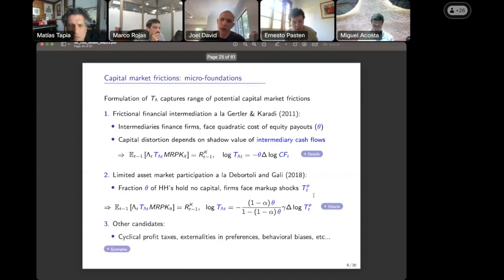We have a lot of other micro foundations in the paper: cyclical profit taxes, models of externalities and preferences, like keeping up with the Joneses, even some behavioral biases. I'm not going to go through all of those, but what I want to convince you is that this formulation of the distortion can capture a lot of these, and a lot of the workhorse models of financial frictions that we know from the literature.